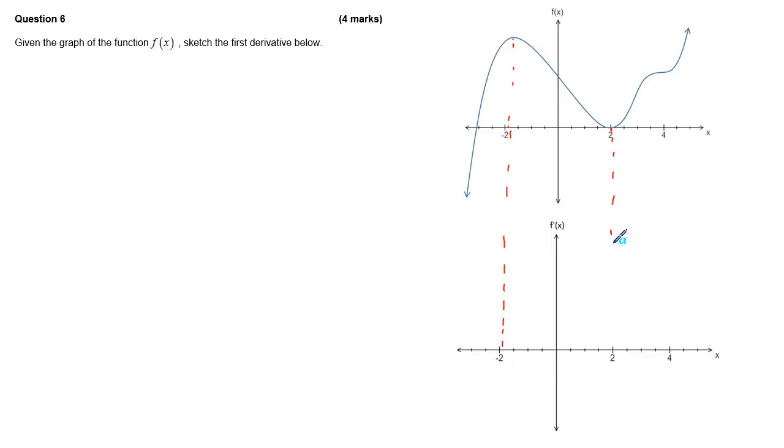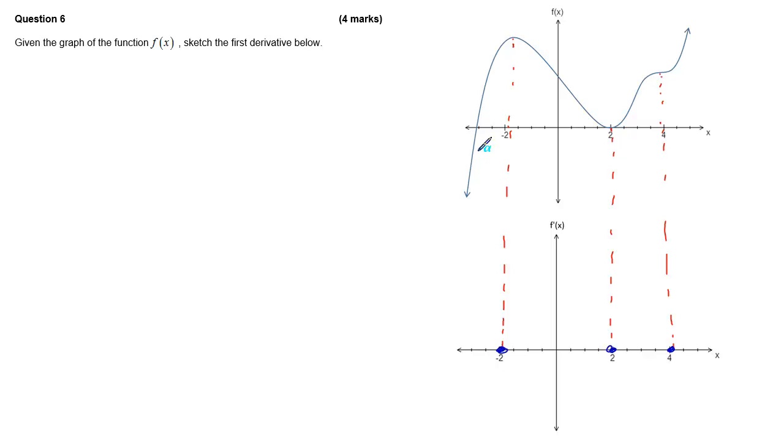There's a minimum turning point at 2, and the gradient function therefore will be 0, and also there seems to be a point of inflection here at 4. Note this doesn't look very to scale, doesn't really matter. So we know we've got a 0 here, a 0 here, and a 0 here.